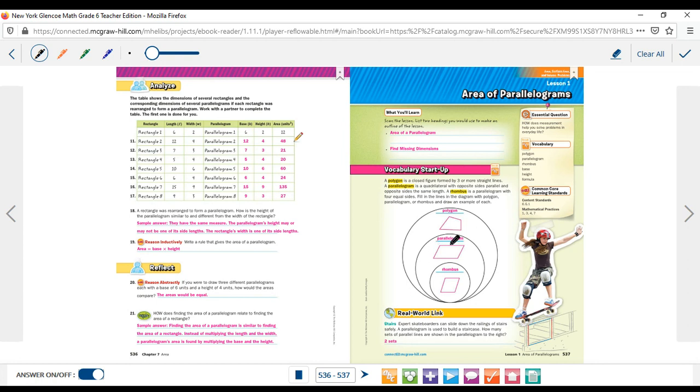Parallelogram is going to go inside the polygon circle because a parallelogram is technically a polygon as well. This one is a quadrilateral, which means it has 4 sides, but the opposite sides are parallel and the same length. So this one is the same as this one, and this side is the same as this side. So that's what a parallelogram is. The lines are parallel on either side.